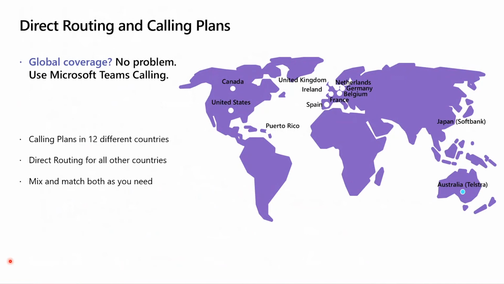Direct routing and calling plans can be mixed and matched together. In this scenario, Microsoft calling plan needs to be the default number. Currently, we offer Microsoft calling plan in 12 different countries, and coming later this year, we're lighting up an additional 6 countries for Microsoft calling plan. And direct routing is available in all other countries. You can mix and match both as you need.